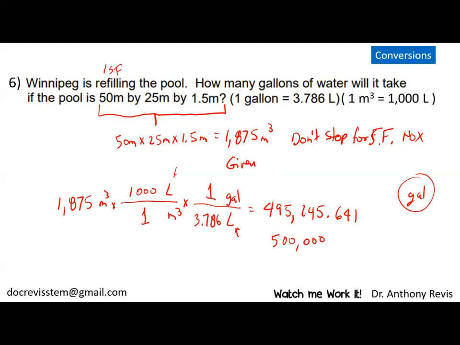However, someone's going to say, well, wait a minute, I did an intermediate calculation. Well, you don't consider that intermediate calculation when you get here. This is your proper answer to the right number of significant figures.